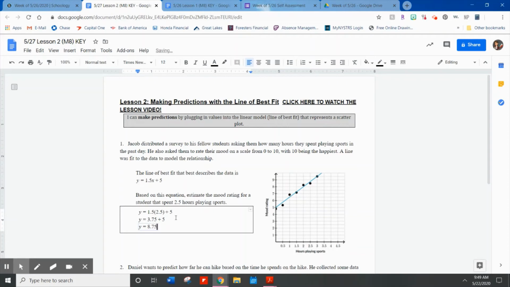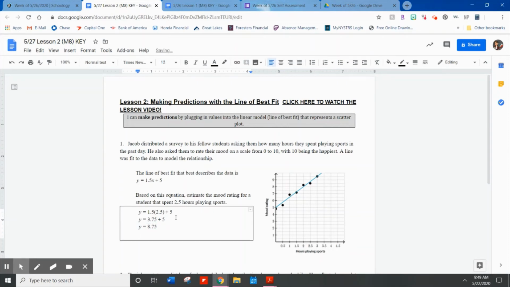And let's make sense of that. Making sense of that in the context of the problem means that we're using sports and mood ratings to describe it. So after a student spends 2.5 hours playing sports, their mood rating is approximately, because it's not perfect, not every single person who has played sports for 2.5 hours is going to have a mood rating of 8.75. So you have to say approximately or about, or it estimates, something like that.